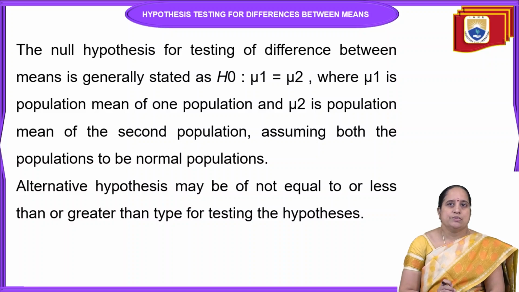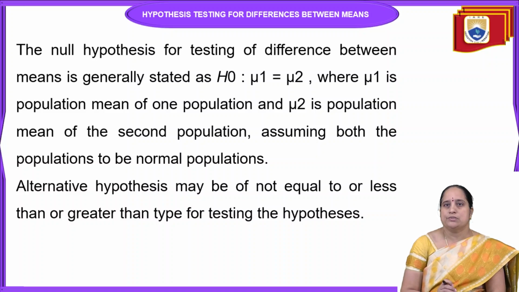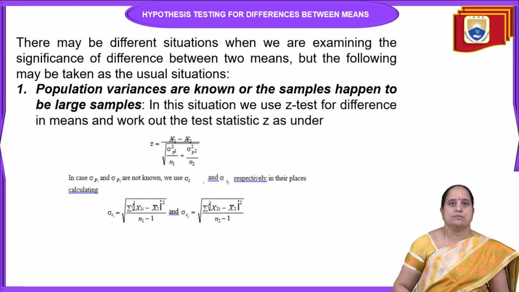Then hypothesis testing for differences between means. The null hypothesis for testing of difference between means is generally stated as H naught: mu1 is equal to mu2, where mu1 is the population mean of one population and mu2 is the population mean of the second population, assuming both the populations to be normal populations. So the alternative hypothesis may be of not equal, less than, or greater than type for testing the hypothesis.